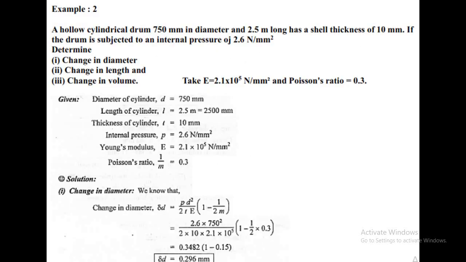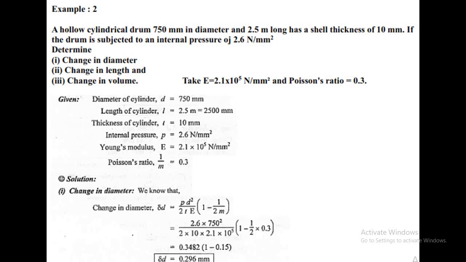And for the second example, this is a hollow cylinder having a 750 mm diameter and 2.5 meter long, has a shell thickness of 10 mm. If the drum is subjected to an internal pressure of 2.6 Newton per millimeter square, determine the change in diameter, change in length, change in volume.